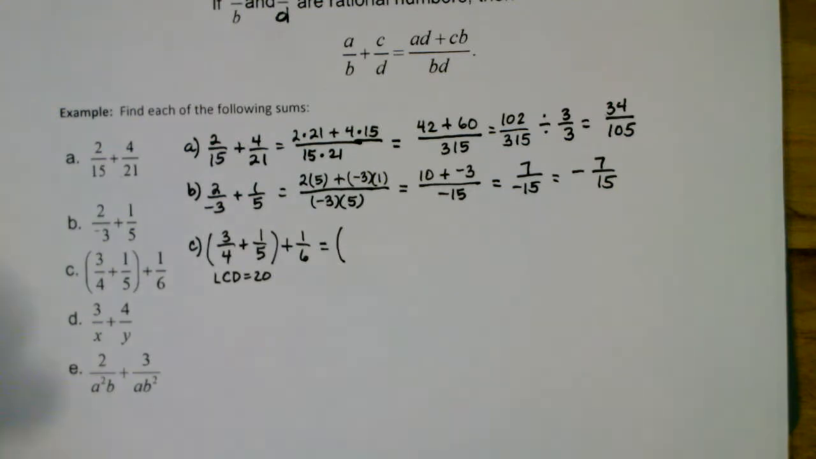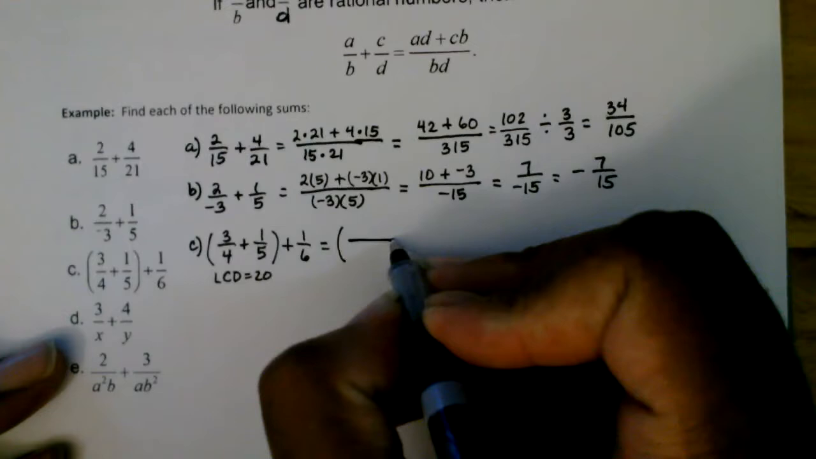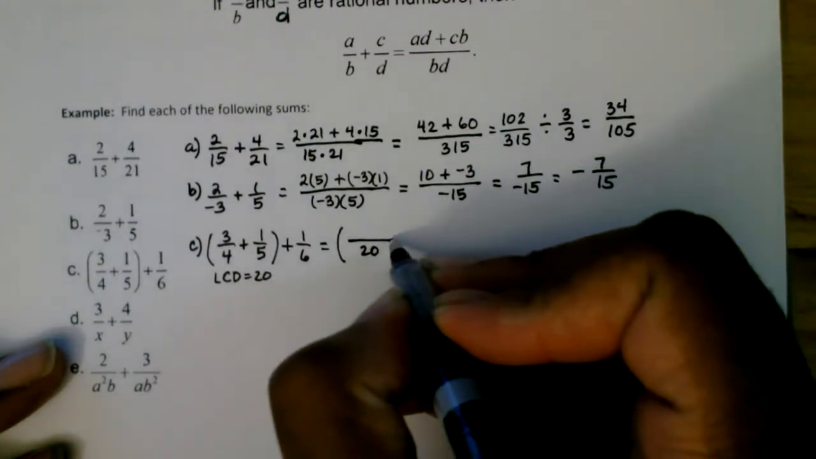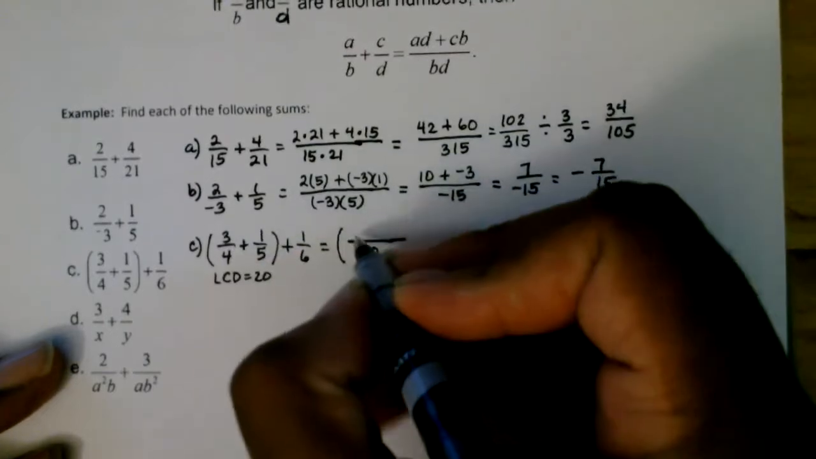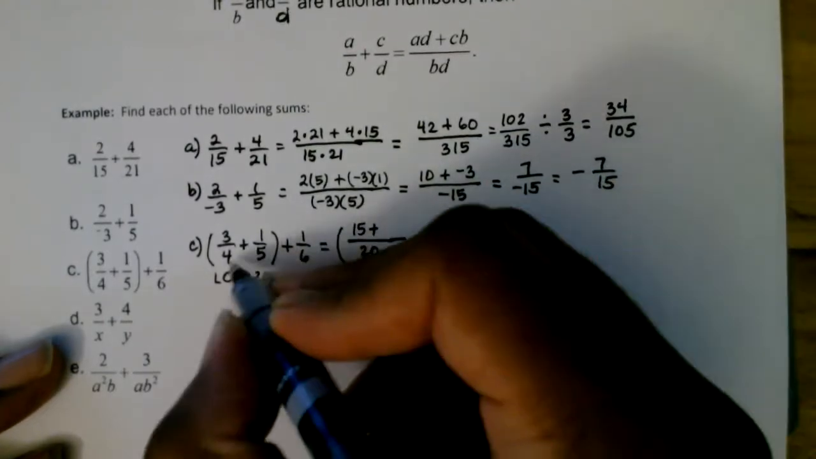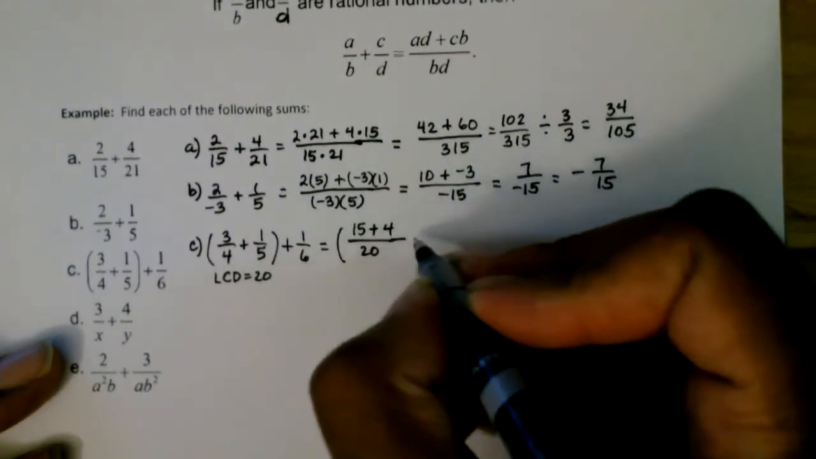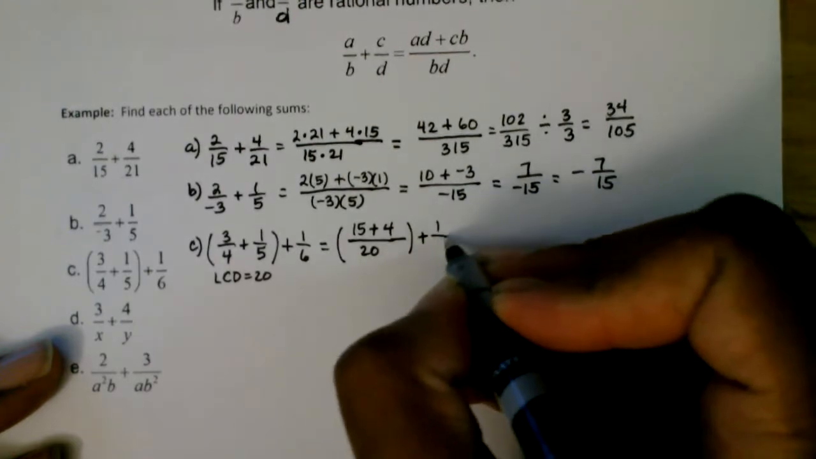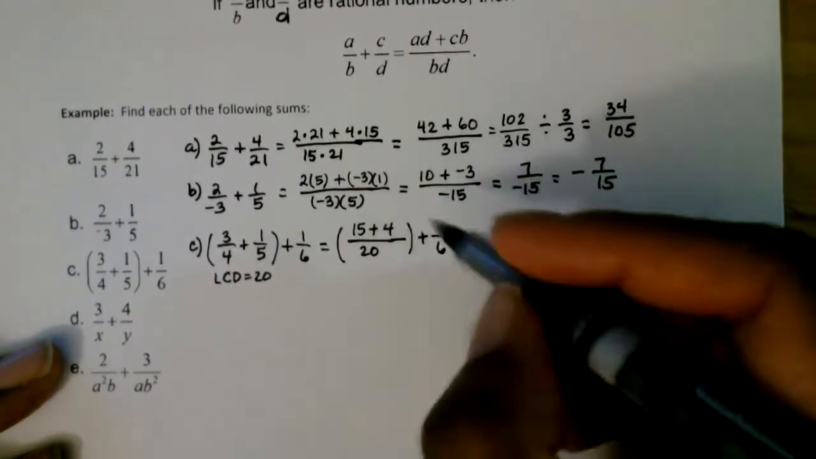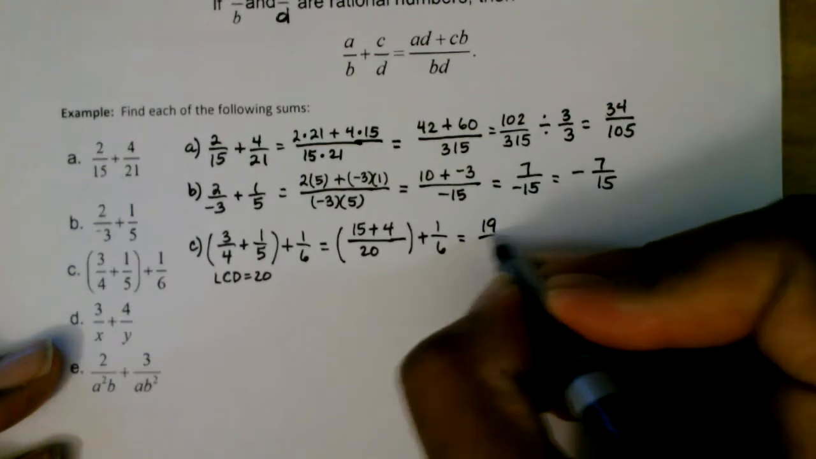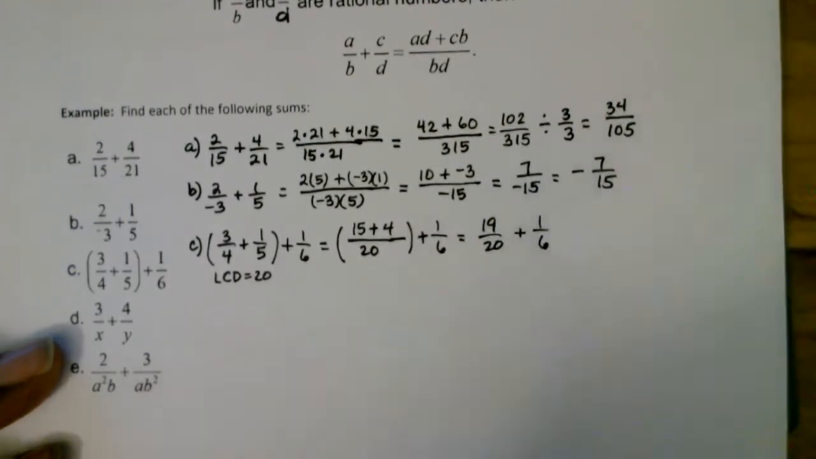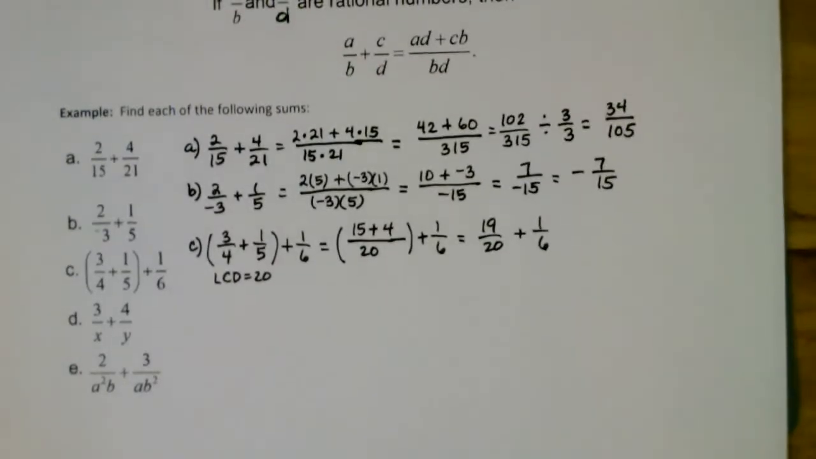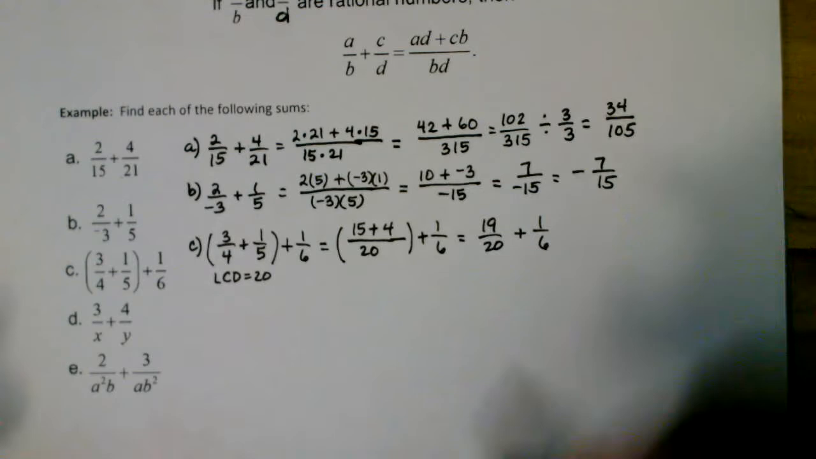And then, of course, if you want to, you can do the cross products if you like. 4 times 5, that's 20. Then 3 times 5, that's 15. Plus 4 times 1, that will be 4. And then plus 1/6. So 15 plus 4 would be 19 over 20 plus 1/6. Excuse me. And I'll do the same thing here.